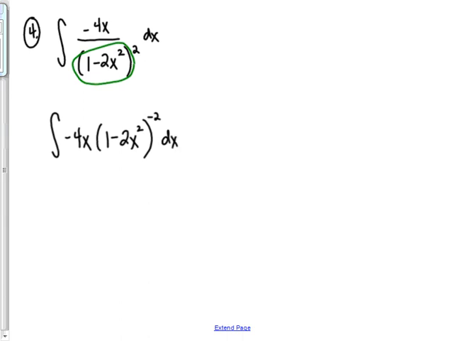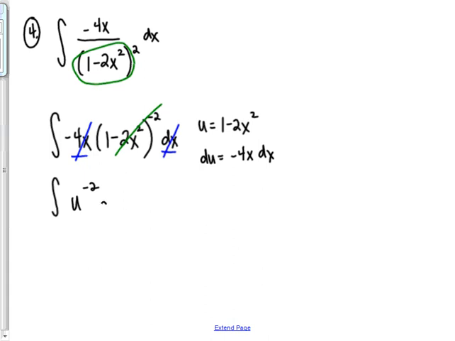And then, here we go, when I have parentheses to a power, I'm going to try u substitution. So we'll let u be the inside. So that would make du, the derivative of that, which would be negative 4x dx, which is what I have, so it makes me feel good. So this comes out as u to the negative 2. And then du is negative 4x dx, which is exactly what I have, so that comes out and becomes du. I replaced everything.